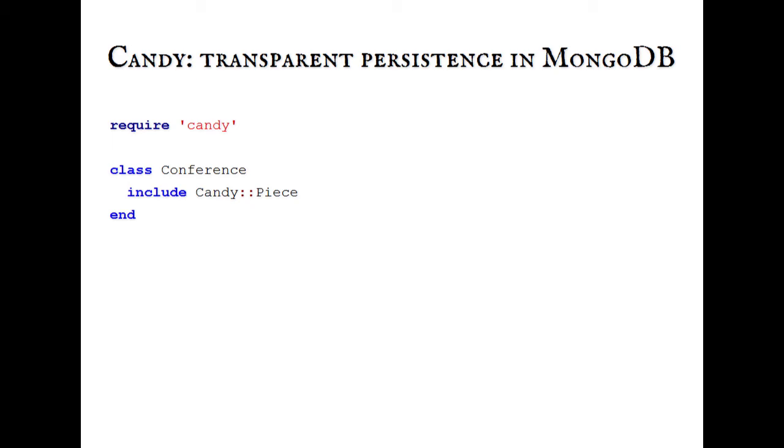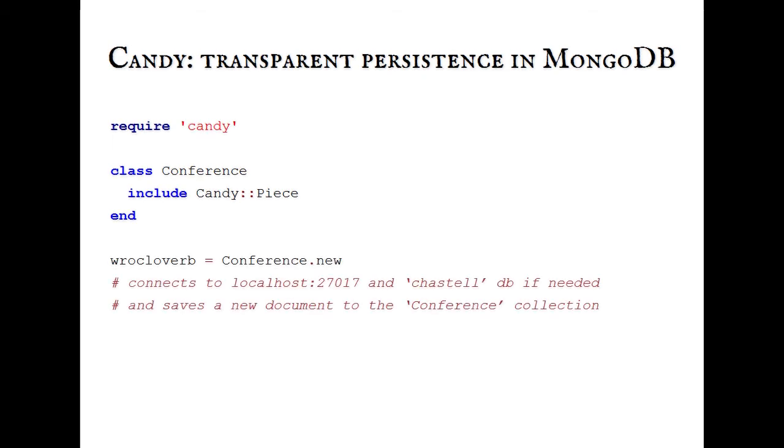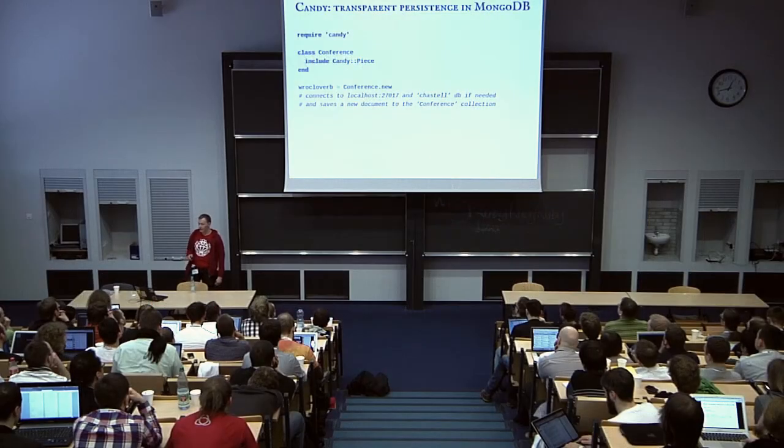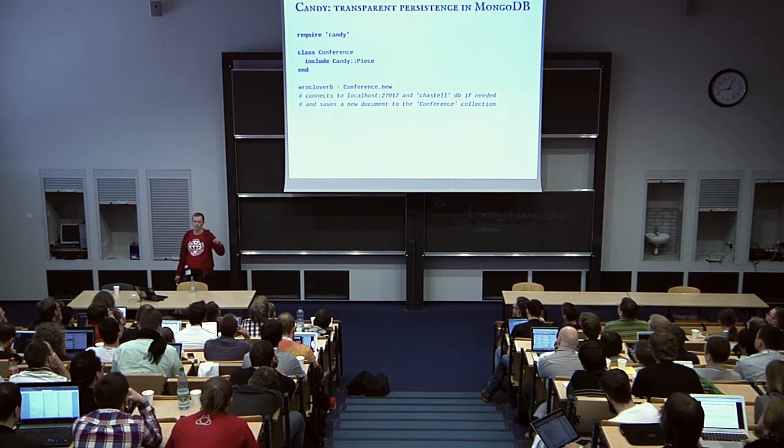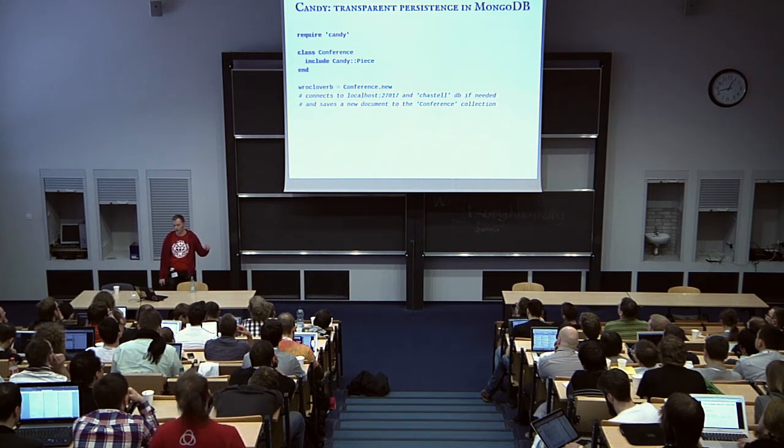You include Candy piece in there, and this is your persistence for free. When you instantiate a new conference object, what it does in the background is connect to localhost if it's not specified and it didn't connect before. It connects to a database that is the same as your username if you didn't configure it. I mean, literally, this is all that you need, those 4 lines.